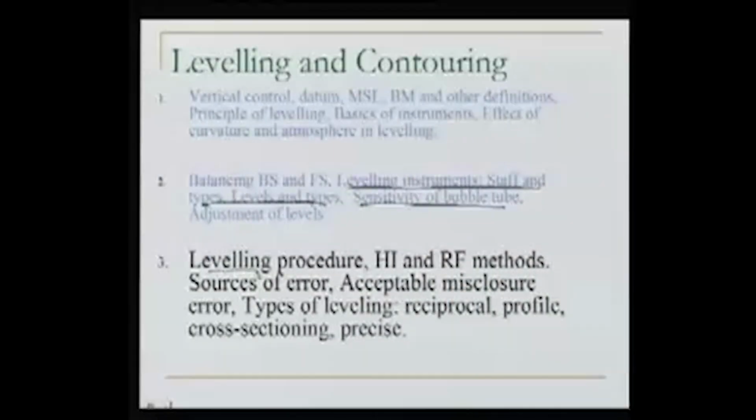What we will do today, we will be looking into the actual leveling procedure, which are height of instrument and rise and fall methods. Then we will be looking into some sources of error, and one important thing, that is acceptable misclosure error. Finally, what are the types of the leveling? Reciprocal, profile, cross-sectioning, and precise. These different kinds of things we will see today. So we will start with our leveling procedures. Leveling procedures means how actually we perform the leveling there in the field.